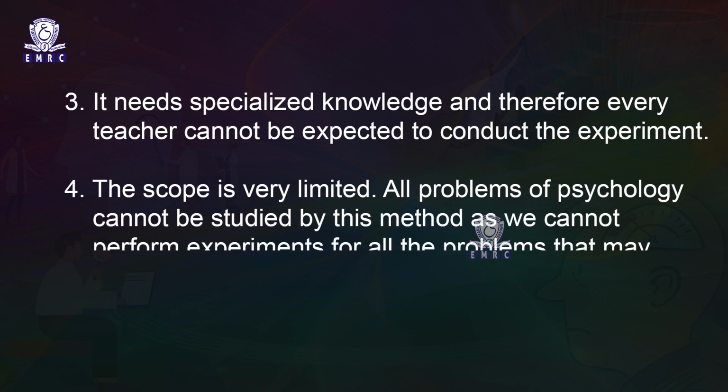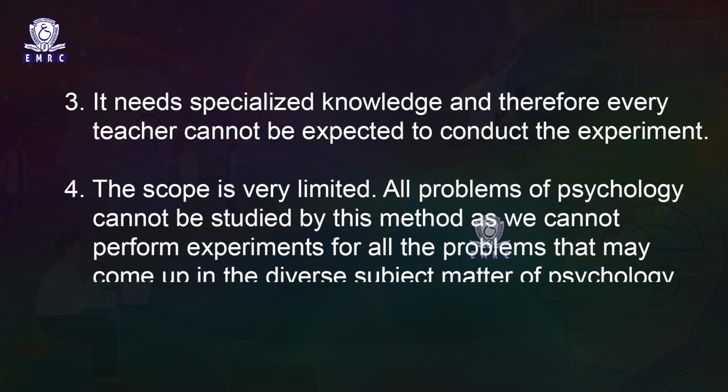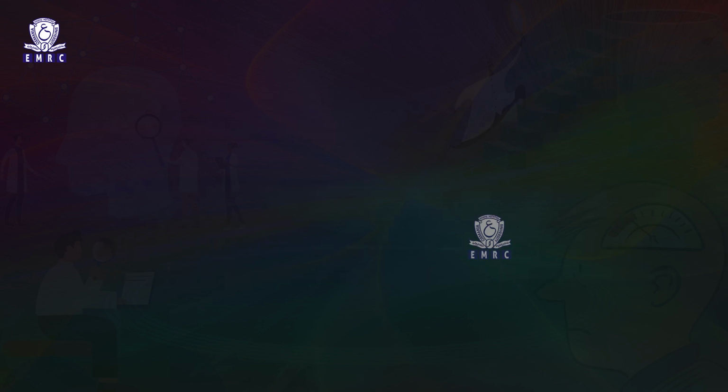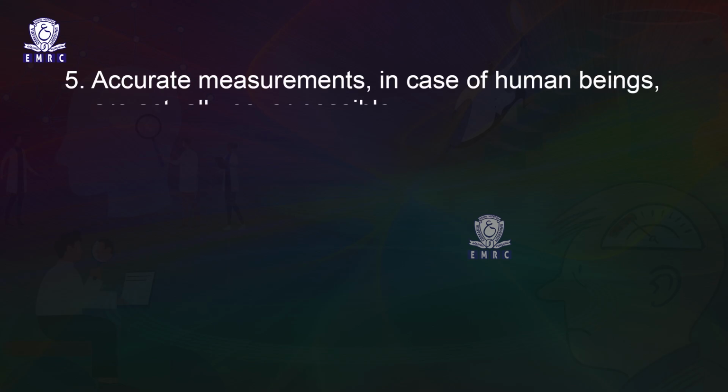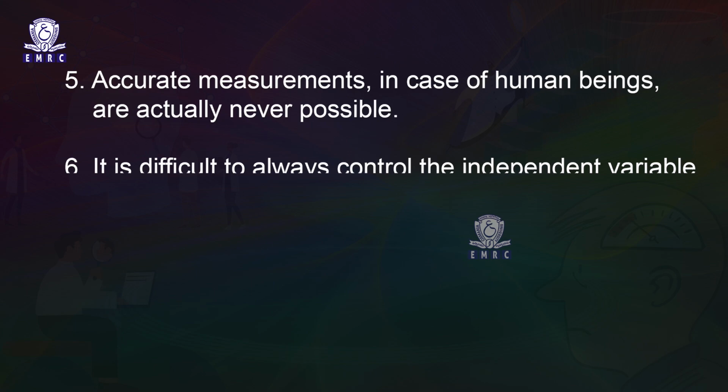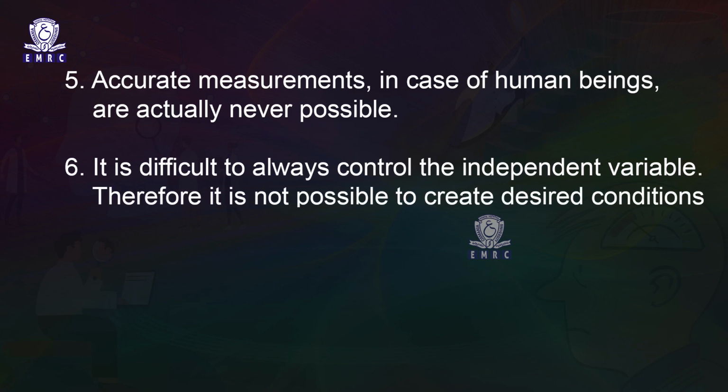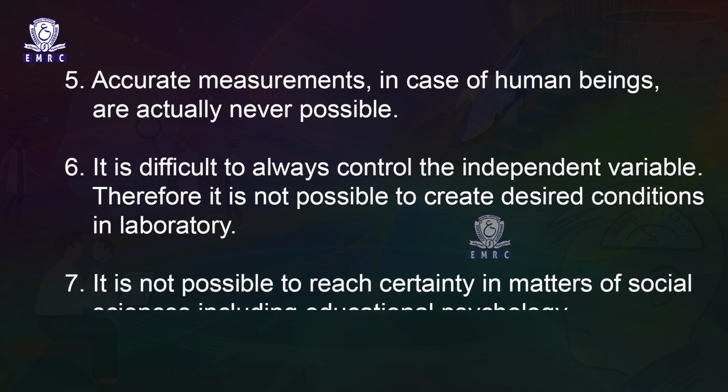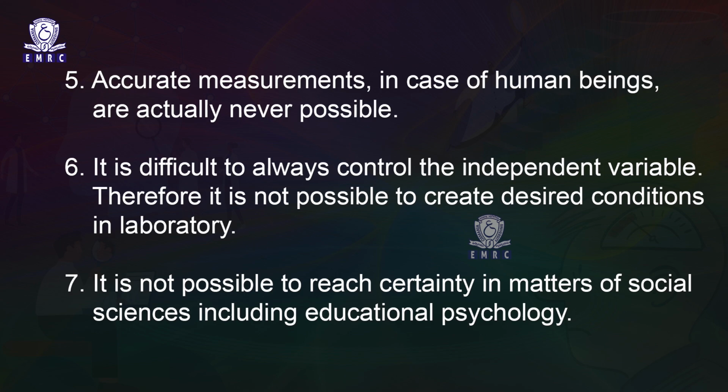All problems of psychology cannot be studied by this method, as we cannot perform experiments for all the problems that may come up in the diverse subject matter of psychology. Then, accurate measurements in the case of human beings are actually never possible. It is very difficult to always control the independent variable. Therefore, it is not possible to create desired conditions in the laboratory. It is also not possible to reach certainty in matters of social sciences, including educational psychology.